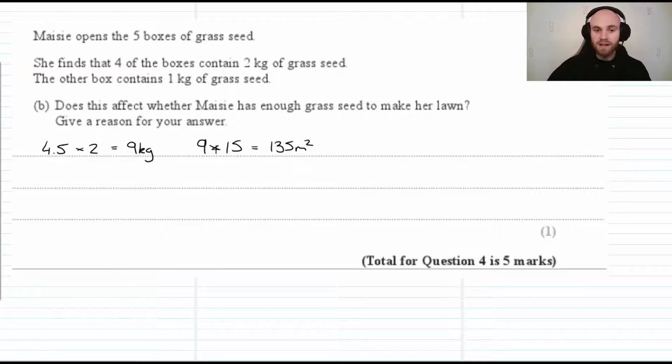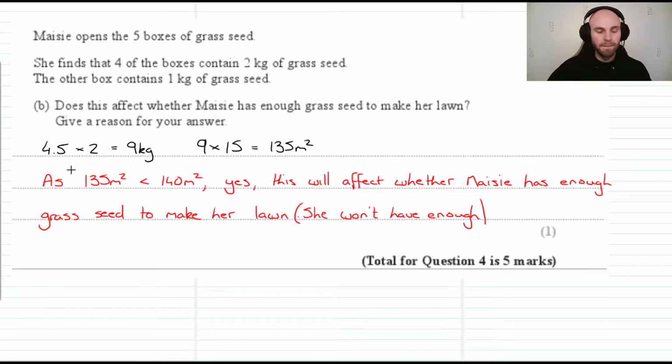grass seed. This 9 multiplied by the 15 meters squared that we found in part A is going to give us a total of 135 meters squared. And for your answer, you could say as 135 meters squared is less than 140 meters squared required for the lawn. Yes, this will affect whether Maisie has enough grass seed to make her lawn. And in brackets, she won't have enough.